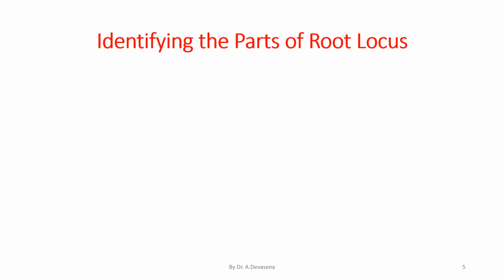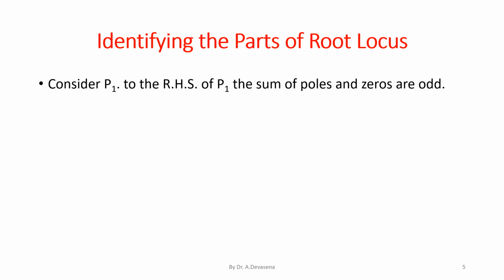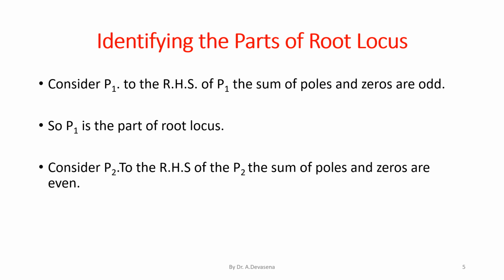Now we are going to identify the parts of the root locus. Consider point P1. To the right hand side of the point P1, the sum of poles and zeros is odd. So P1 is a part of the root locus. Now consider point P2. To the right hand side of the point P2, the sum of poles and zeros is even. Therefore, the point P2 is not a part of the root locus.